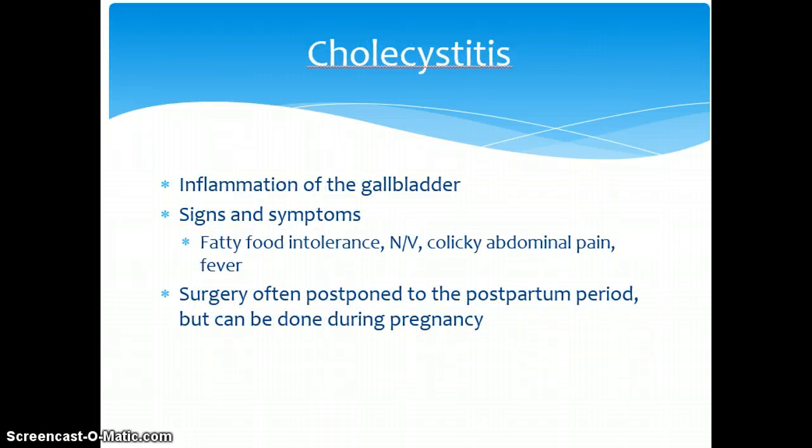Cholecystitis is inflammation of the gallbladder. The signs and symptoms that the pregnant person will complain of are fatty food intolerance, nausea and vomiting, colicky abdominal pain, and fever. Surgery to remove the gallbladder is often postponed into the postpartum period, but a cholecystectomy can be performed during pregnancy, and if it is performed during pregnancy, then all the nursing interventions associated with an appendectomy are the same interventions we do post-cholecystectomy.